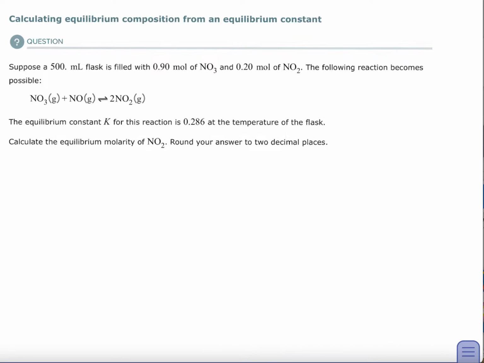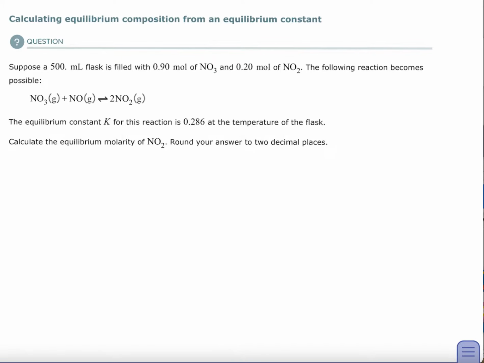So they're giving you some amounts, some molar amounts. So this is a molar quantity of gases here. They could equally have done pressures. They could have used pressures here, but they're using molar amounts, so that you're doing concentrations, and then asking for a concentration of one of these after equilibrium.